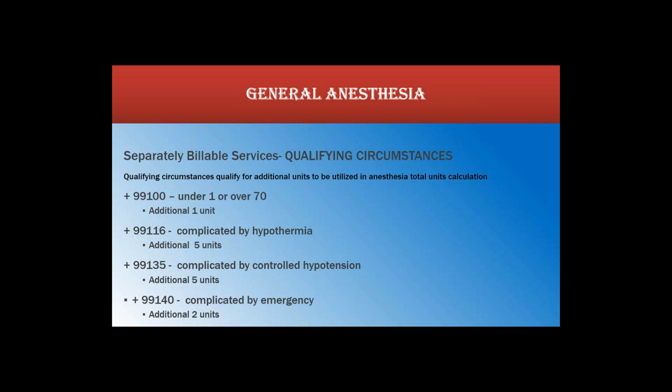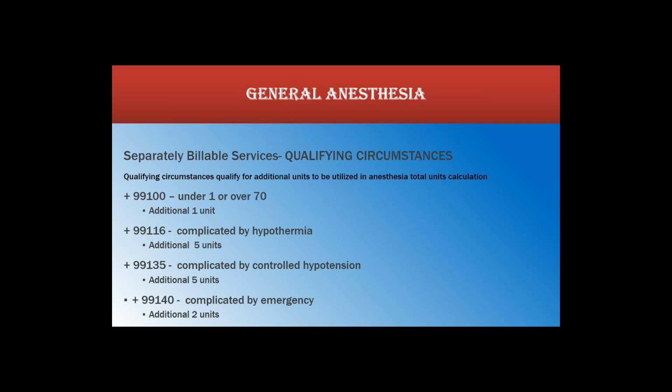General anesthesia, separately billable services and qualifying circumstances. Qualifying circumstances qualify for additional units to be utilized in the anesthesia total unit calculation. Add-on code 99100 is for patients under 1 year old. When referencing this code in CPT, there is a note underneath to reference the following CPT codes when billing for a patient under the age of 1 year old. CPT codes 00326, 00561, 00834, and 00836 are all codes specific to patients under the age of 1 year old. When looking at these codes, they do instruct us that add-on code 99100 cannot be separately billed.